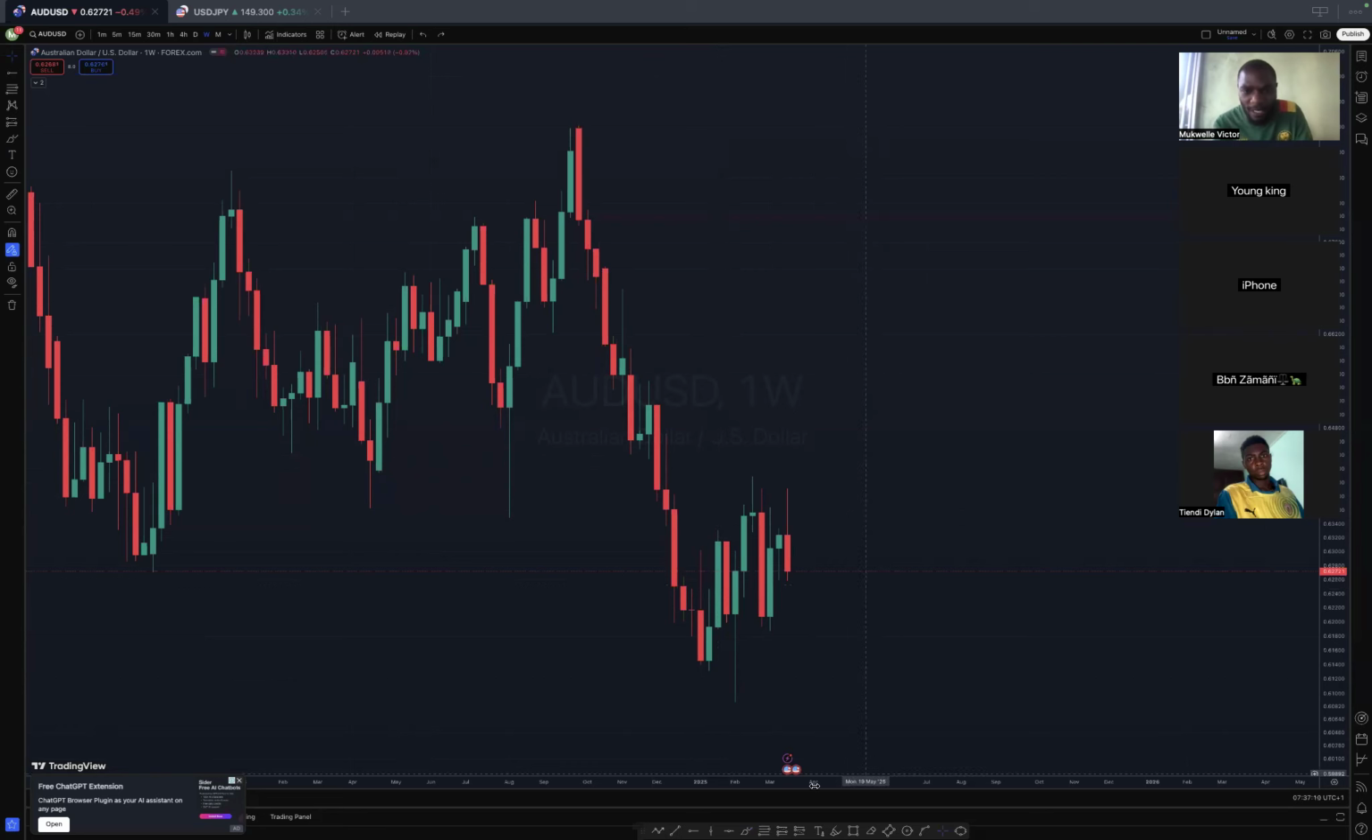I'm not discarding the fact that the market has the right to play like this, take out these lows, and buy again to the upside.